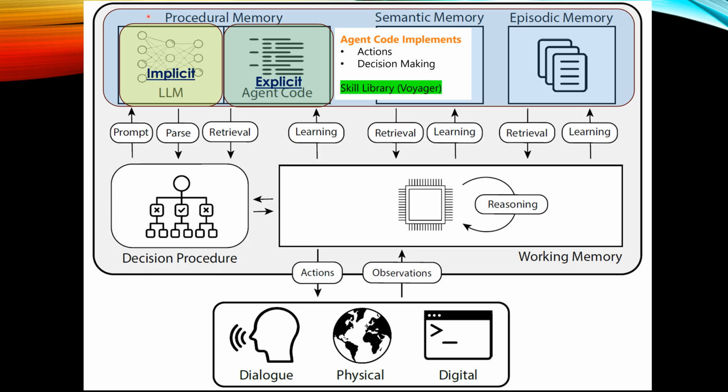The last type of memory, the procedural memory, represents the skills of the agent and can be classified into two types, implicit and explicit. Neural network weights are implicit as they perform skills, but are represented by not so interpretable numbers. On the other hand, the agent code is explicit as it is human readable, and this implements actions and the decision procedure, which we will discuss later. In Voyager, the skills library is an example of the agent code.